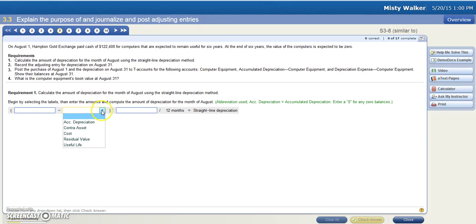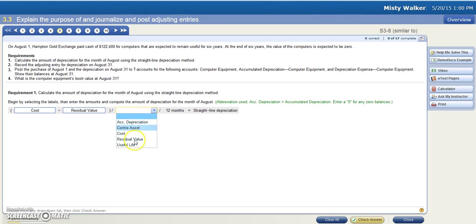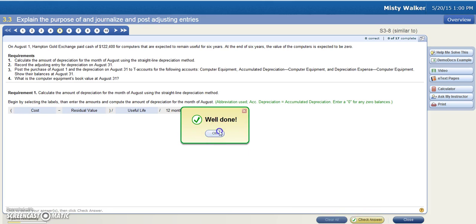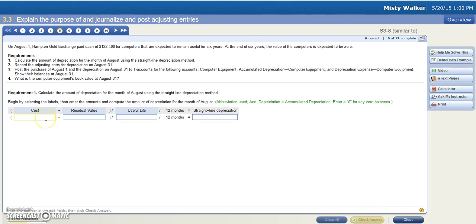Okay, we're looking at no salvage value. So, I should have done this beforehand. So we're looking at cost less any residual value divided by useful life. So cost minus residual value divided by useful life is how we determine straight line depreciation. So here we're looking at $122,400, no residual value, 6 years useful life. We get $1,700 in depreciation.